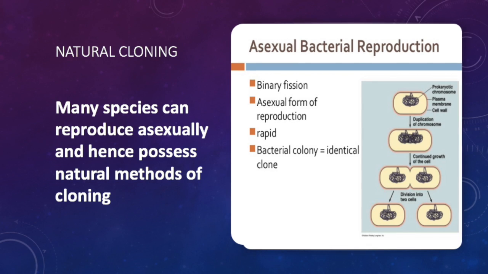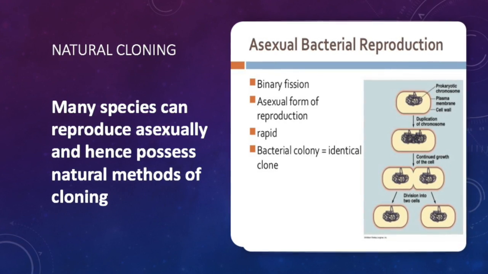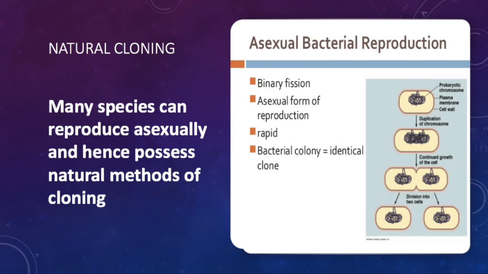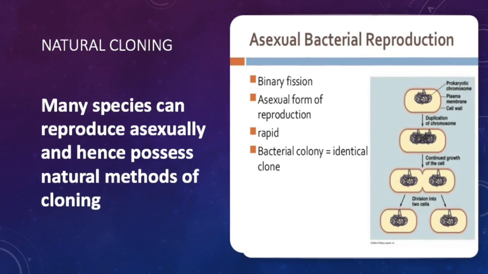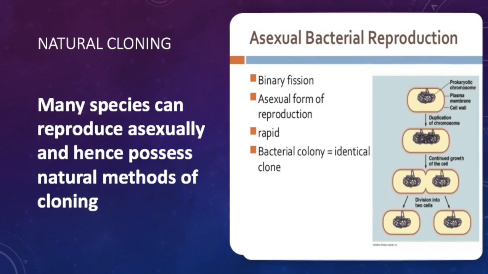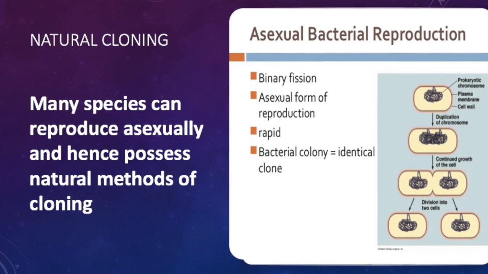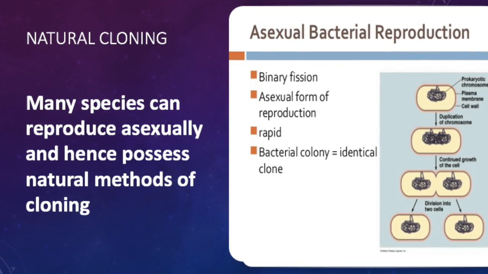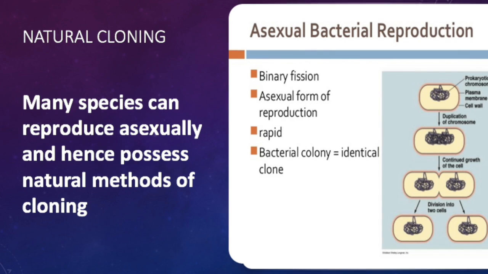Many plant species and some animal species have natural methods of cloning. Many species can reproduce asexually and hence possess natural methods of cloning. All bacteria, the majority of fungi, and many species of protists reproduce asexually to produce genetic clones. While most plants reproduce sexually, they also possess methods of asexual reproduction. Certain animal species can also reproduce asexually via a variety of different mechanisms.